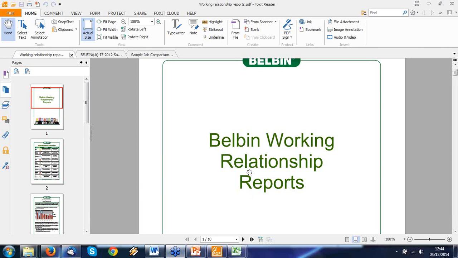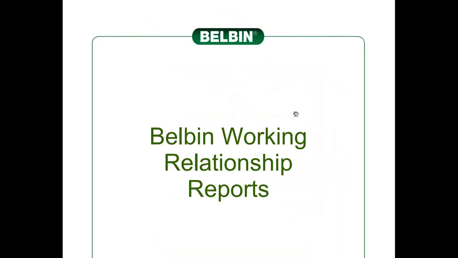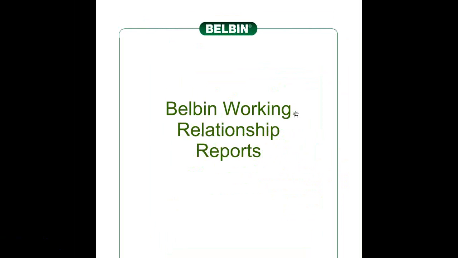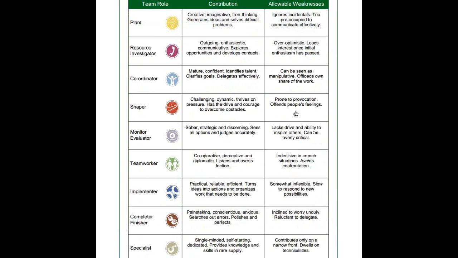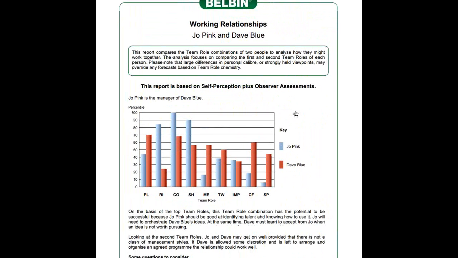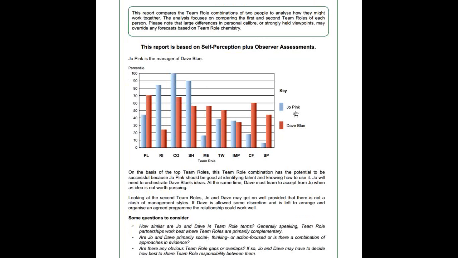So, working relationships. In this one, you're comparing the relationship between, it could be a superior and the person who works with them, it could be another team member. So in this case, we have Joe Pink and Dave Blue. And pretty obviously, these two may be slightly different, but that can be a good or a bad thing. So looking at it, what's your initial view on this one, Peter?